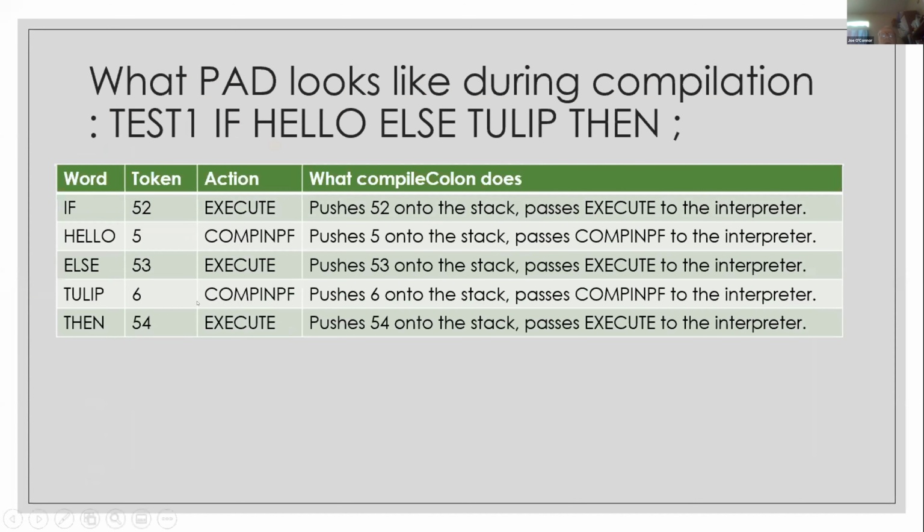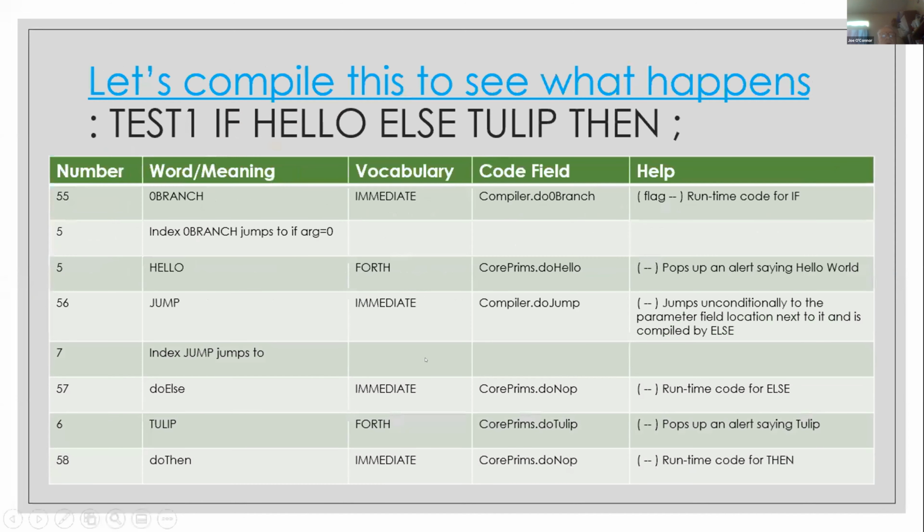Pushes 53 onto the stack, passes execute to the interpreter. Tulip as a token of 6, comp and PF, pushes 6 onto the stack and passes comp and PF to the interpreter. Then 54, execute, pushes 54 onto the stack, passes execute to the interpreter. So, all right, that's very straightforward, a one-to-one mapping of the compiler, but this is what ends up in the compiler, and you can see that it's dramatically different.